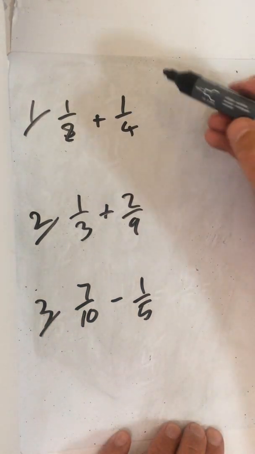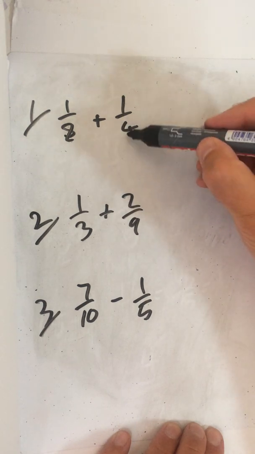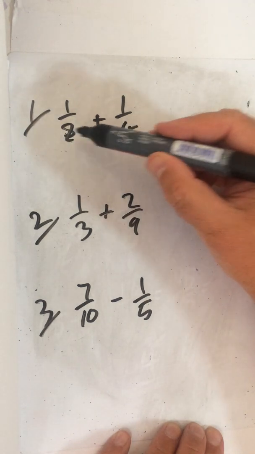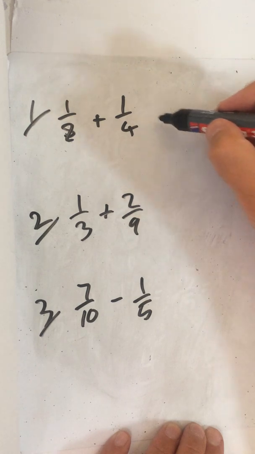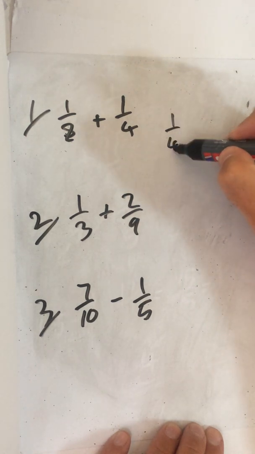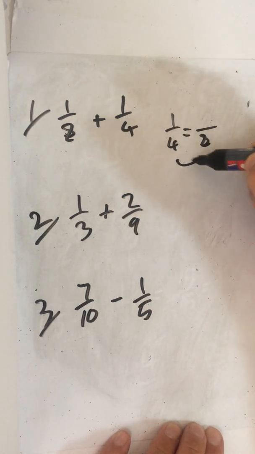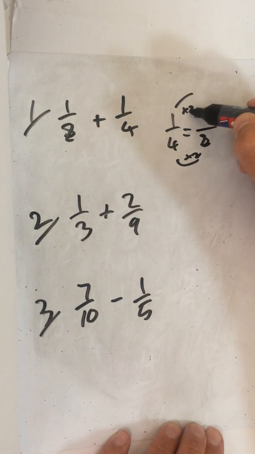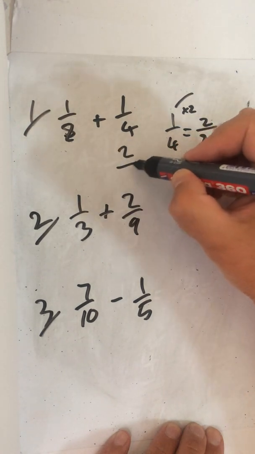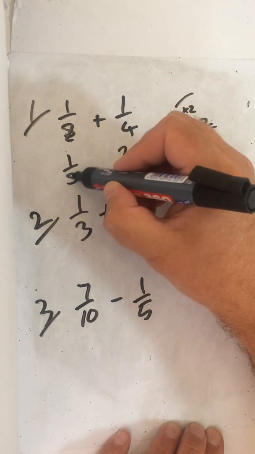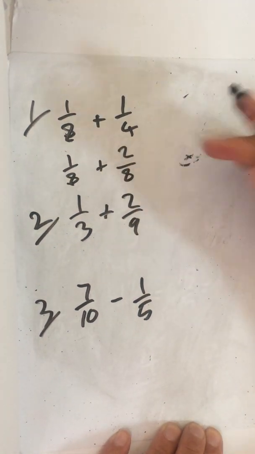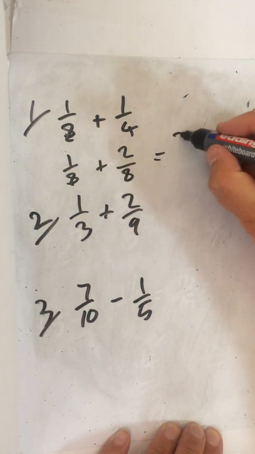Right, okay, good. So I'm going to turn this 1/4. I can see the 4 goes into 8, so I'm going to turn this into 8ths. 1/4 equals how many 8ths? Timesing by 2, times by 2, 2/8. So it becomes 1/8 plus 2/8 equals 3/8 on that first one.